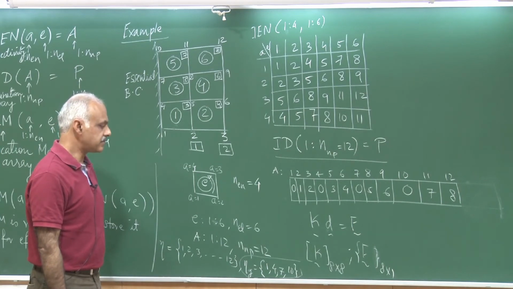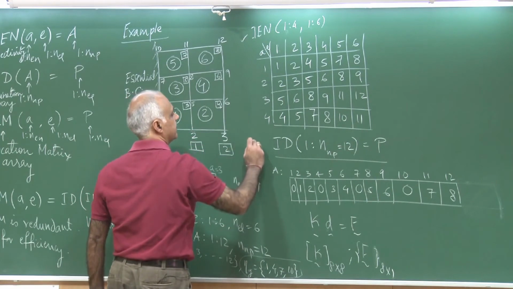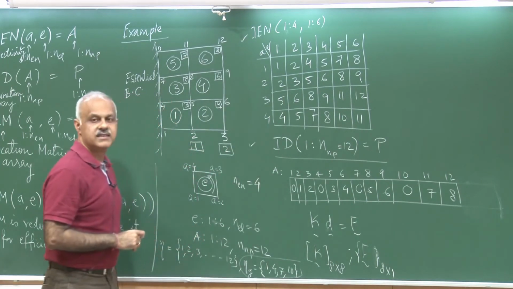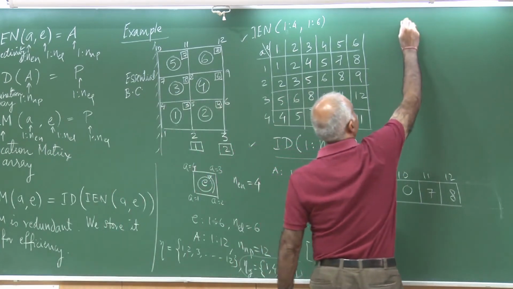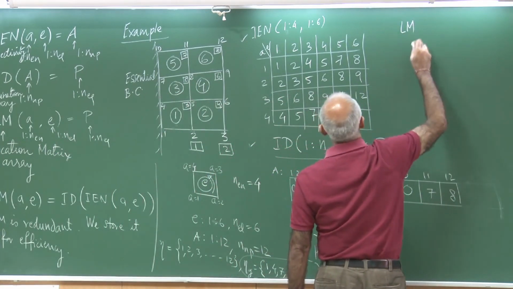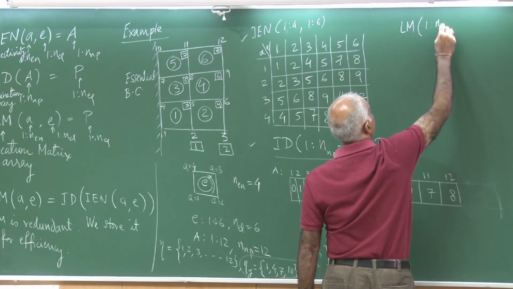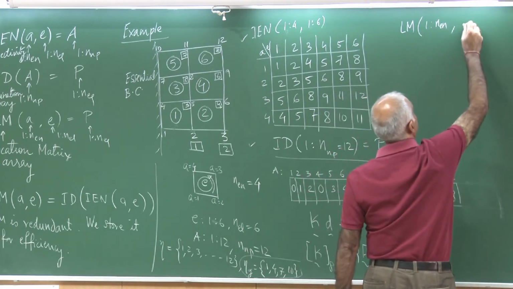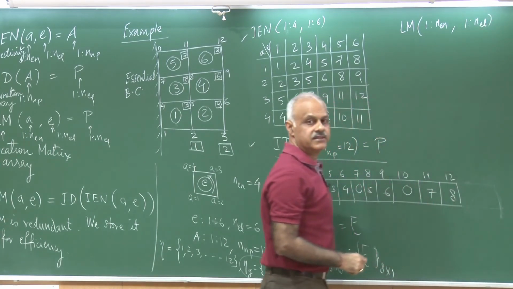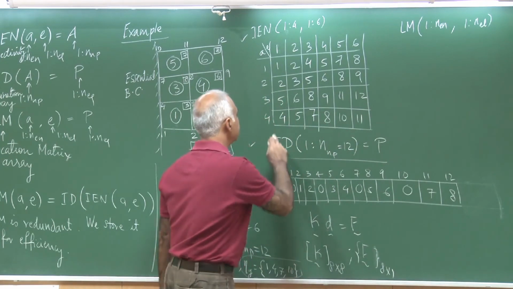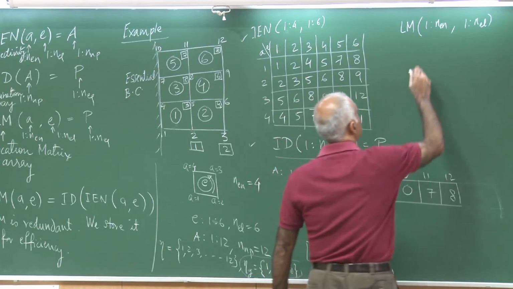All right. So, I got the IN array, I got the ID array, and next I want to talk about the LM array. The LM array goes from 1 through NEN, and the second index is 1 through NEL, the number of elements. So, in that sense the layout is very similar to the IN array. So, let me again draw this.